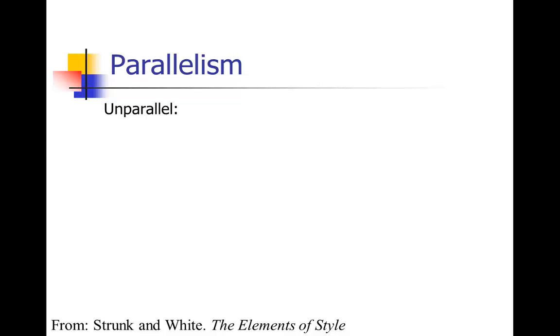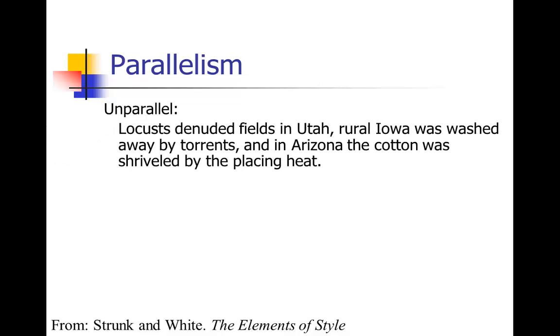So here's an example of a sentence that's unparalleled, not parallel. Locusts denuded fields in Utah, rural Iowa was washed away by torrents, and in Arizona the cotton was shriveled by the blazing heat. Notice that's unparalleled because all of those items in the list are written in different forms, different structures. So we get locusts denuded, that's subject verb, and then we get rural Iowa was washed away by torrents, that's in the passive voice, and then in Arizona, which is a preposition. So you can see that these all don't match.